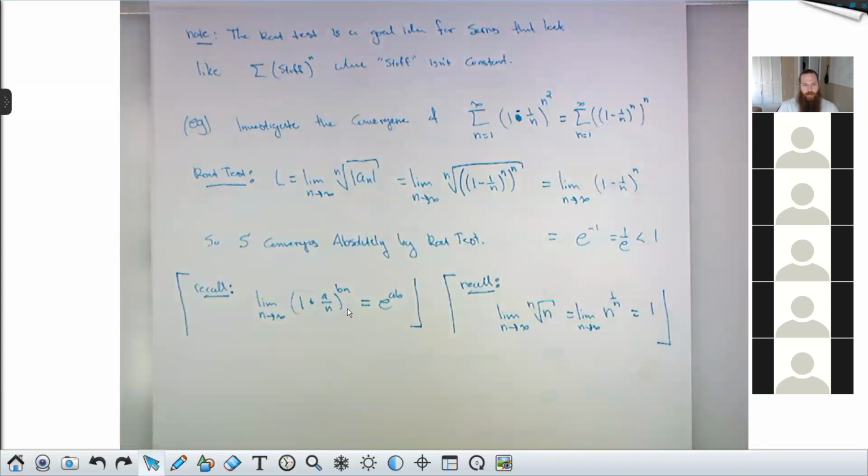So if you bump into a limit that looks like this on the test, you're allowed to just tell me, oh, that's e to the ab. So here, a is -1 and b is +1. So we get e to the -1. And you don't have to show work for that step. But you should go through the process of proving this and this at least once. That way you'll remember it. These limits show up often in root test and sometimes ratio test problems.